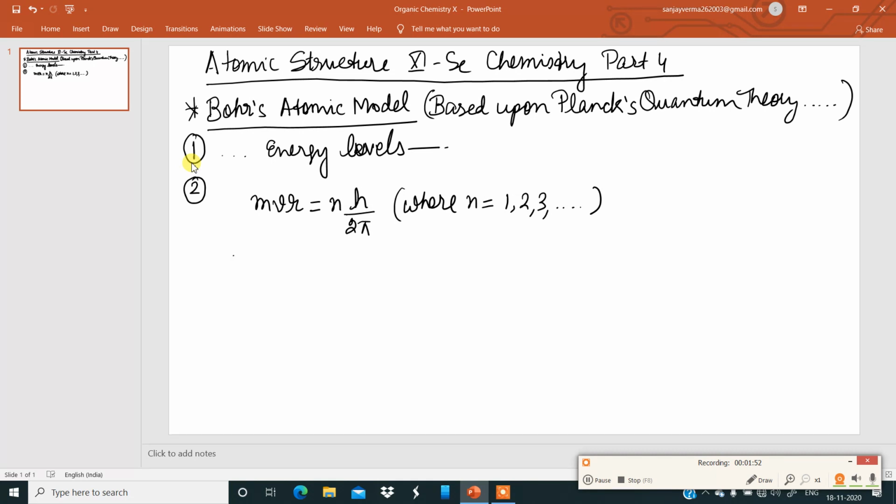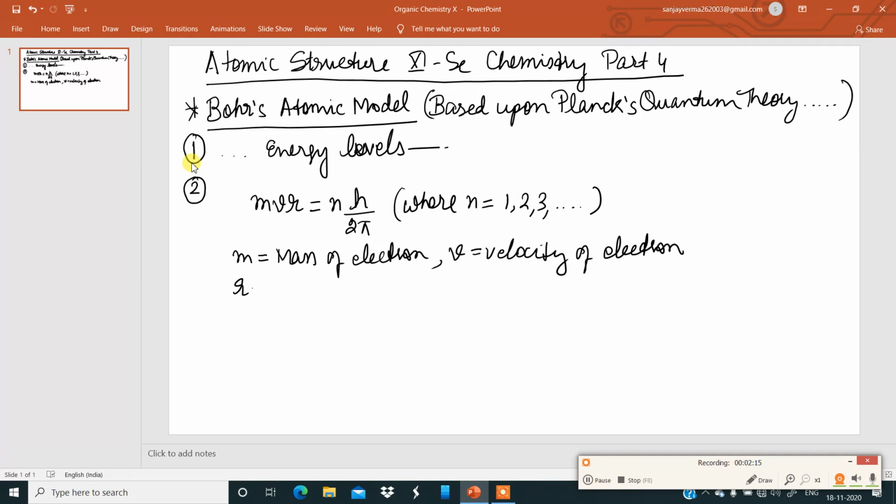And in this formula, m stands for mass of electron, v stands for velocity of electron, r stands for radius of the orbit in which we find the electron, and h stands for the constant which is called Planck's constant. Okay.